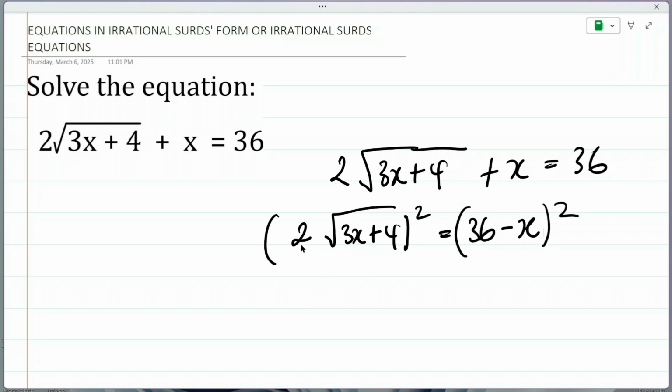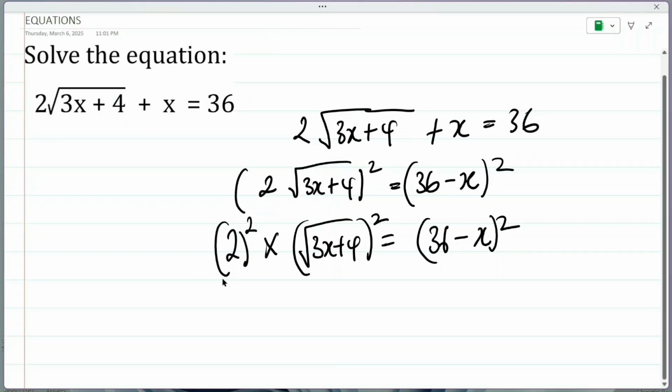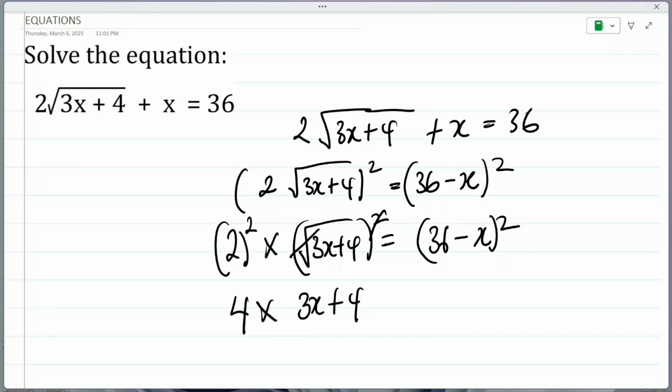Let's work on this bracket. Since the 2 is linked to the root 3x plus 4 by times, you can give it a separate square and give this also a separate square. So you have 2 square times root 3x plus 4 square equals, on the other side you have 36 minus x square. 2 squared is 4, that's 2 times 2. That's 4 times. For the second part, the square cancels the square root. That's the reason why we squared both sides, to get rid of the square root. You'll be left with 3x plus 4 in brackets, because it's one entity at this point.